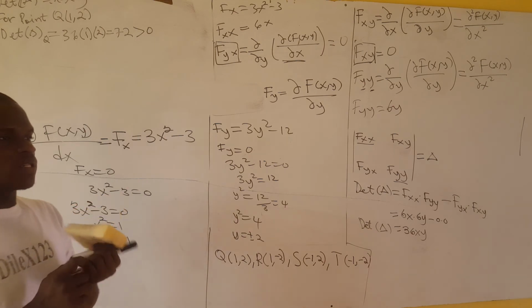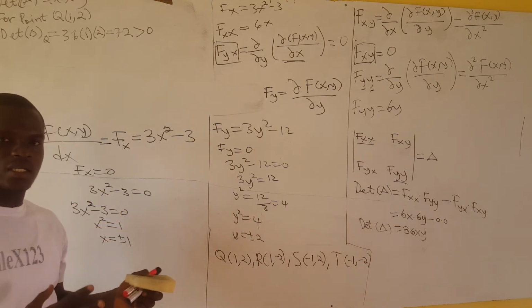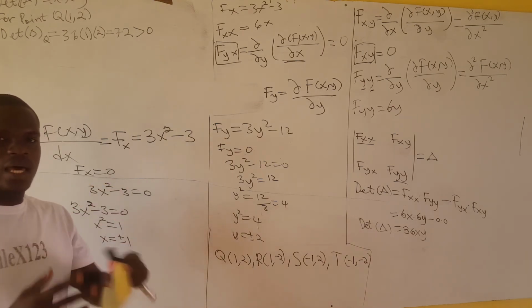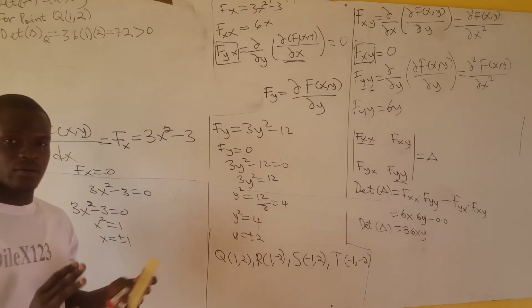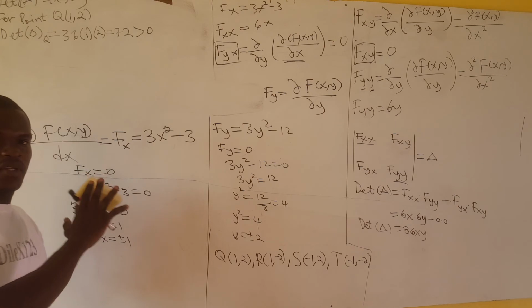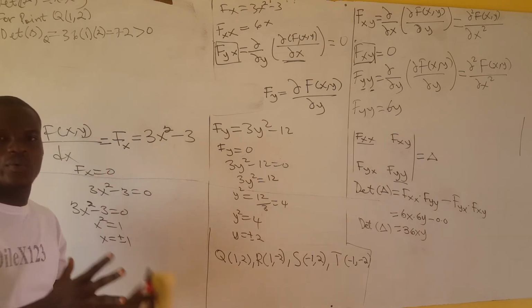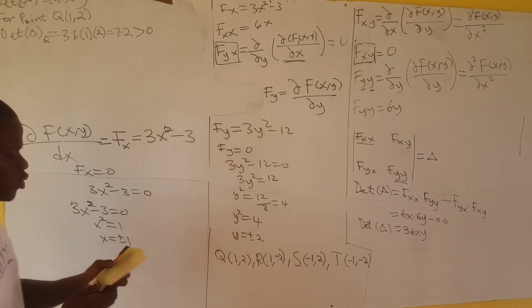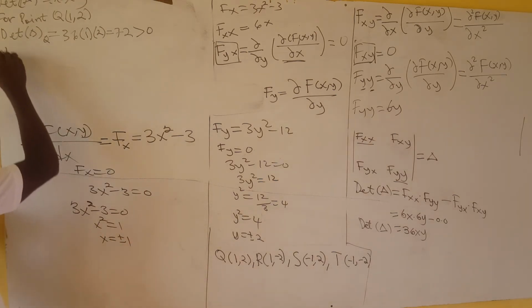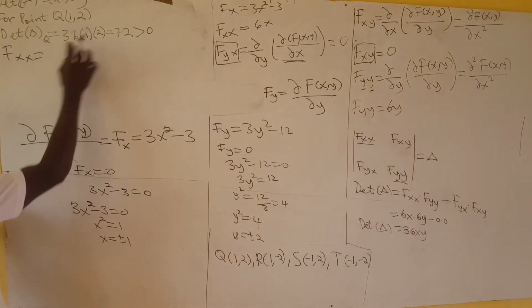Now whenever the determinant is bigger than 0, it means that the point will be either a minimum or a maximum. Okay? Whenever the determinant is bigger than 0, the point you have there will be either a relative minimum or a relative maximum point. But you can't know which is which until you find your fxx of this.